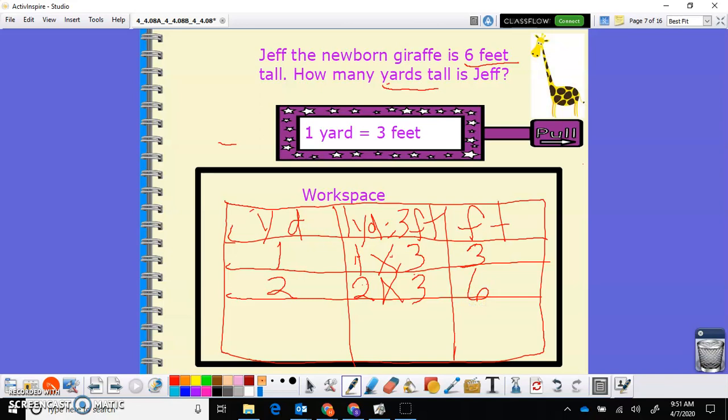Okay, so this was a pretty quick one because Jeff the newborn giraffe is 6 feet. Did I find my 6 feet already? Yes, I did. So how many yards tall is Jeff? The answer is Jeff is 2 yards tall. Okay, so that's how you can flip-flop it so that you're able to multiply each time. It's easier if you get the bigger unit on the left and the smaller unit on the right, and then you can match up what you're looking for.